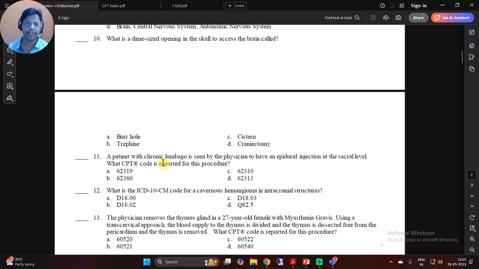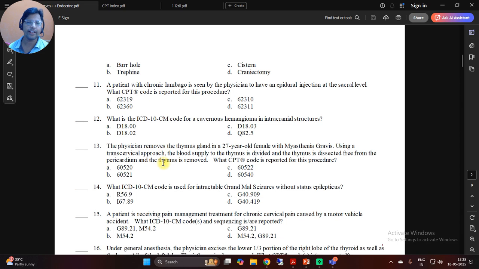Okay, so next, 11th one. A patient with chronic lumbago is seen by the physician to have an epidural injection at the sacral level. What CPT code is required for this procedure? Use your CPT book and check the code descriptions. So here our answer is 62311.